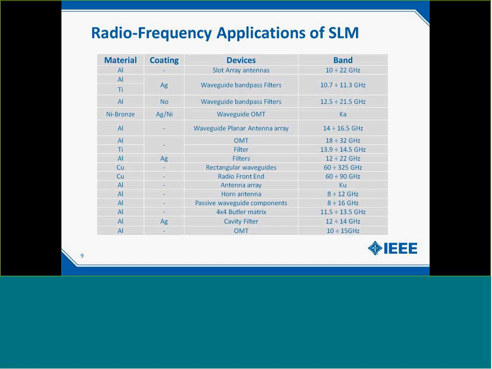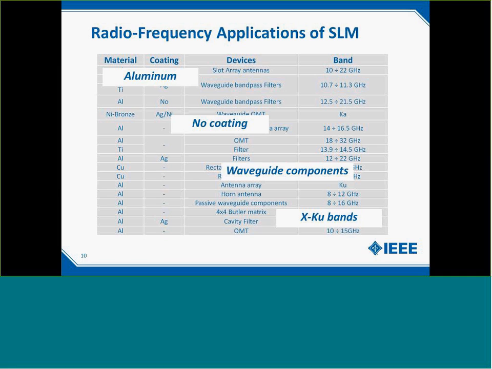What is the radio frequency application of this technology? In the table, we can read some of the works that have been published recently with the material, the coating, the devices, and the band. As a summary, we can say that most of the works deal with aluminum as a material. Coating was necessary. Components have been developed mainly in X and Q bands, that is from 10 to 20 gigahertz.